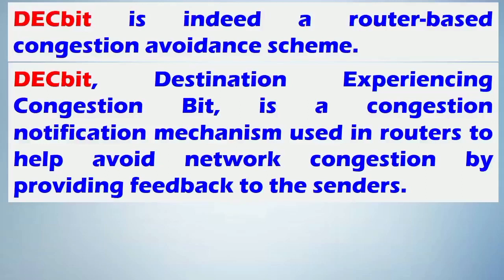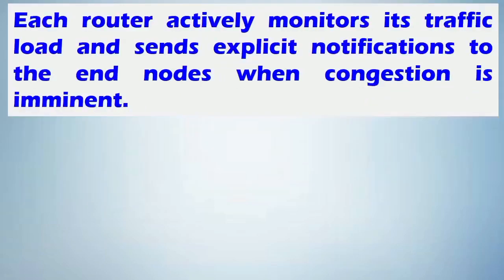DECbit, or Destination Experiencing Congestion Bit, is a congestion notification mechanism used in routers to help avoid network congestion by providing feedback to the senders. So actually, a DECbit is a congestion control technique implemented in routers to avoid congestion. Each router actively monitors its traffic load and sends explicit notifications to the end nodes when congestion is imminent.